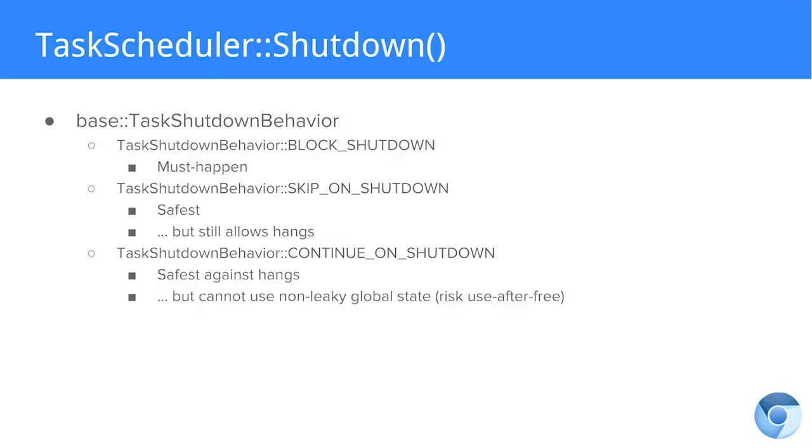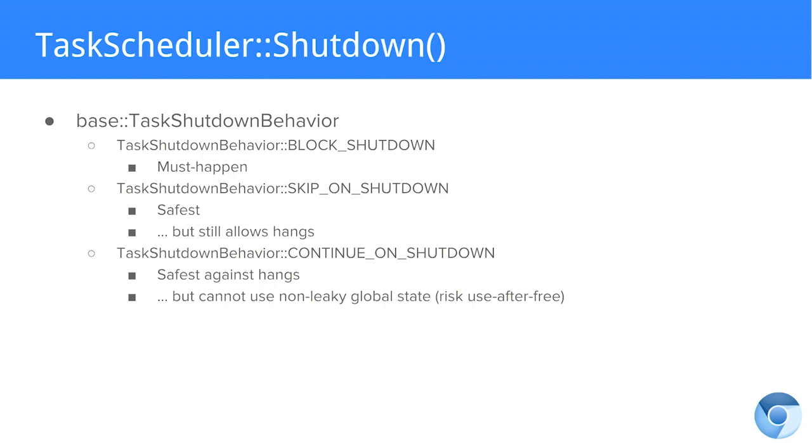One of those traits you can provide is task shutdown behavior. This tells the TaskScheduler what you want it to do with your task at shutdown. So if your task is block shutdown, that means TaskScheduler shutdown will not return until your task is done running. This is good for, say, writing to disk and stuff. In fact, a common mix is task priority background, task shutdown behavior, block shutdown. So you're saying, I don't care if this is delayed forever, make sure it happens before shutdown to save state to disk.